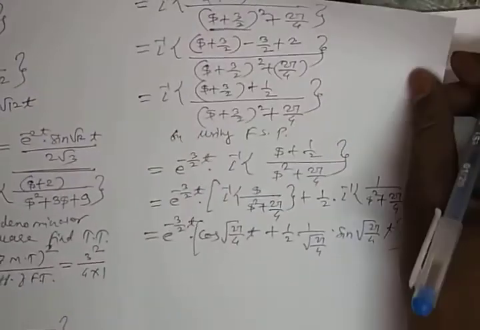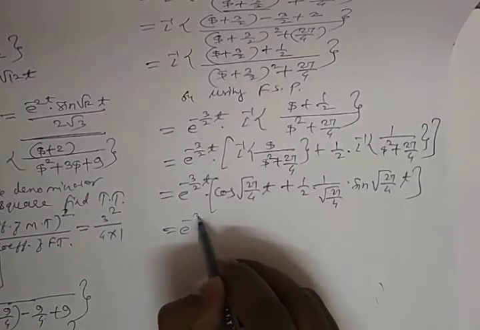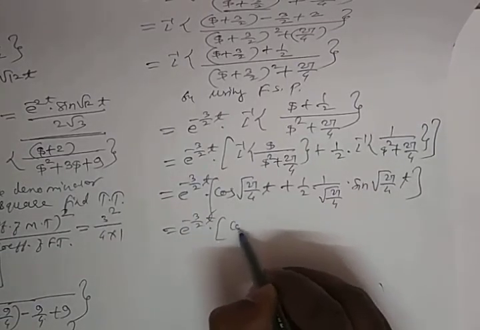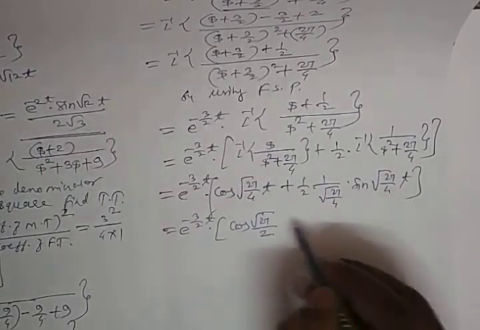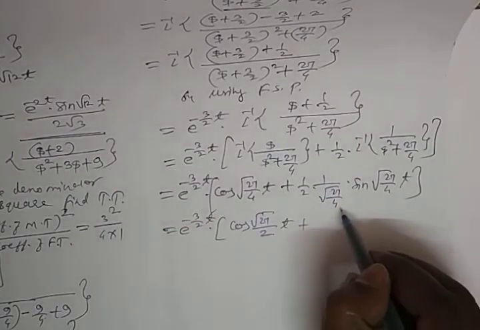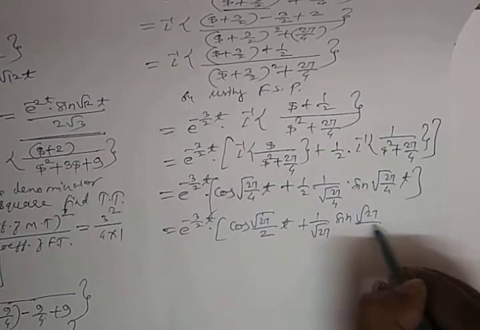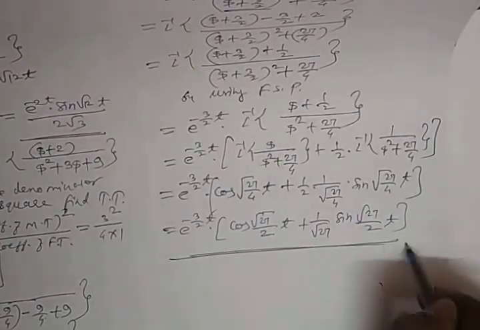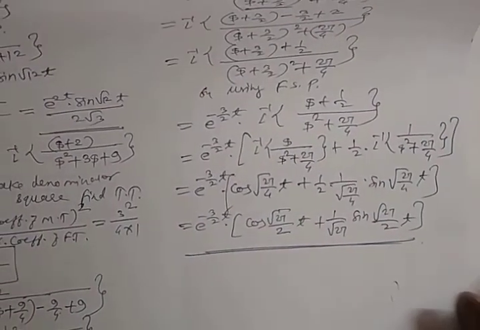Now if we further simplify this, it can be written as e raised to minus 3 by 2 t in bracket cos of root 27 divided by 2, because this 4 can be taken outside, plus, this is 2 and this 2 gets cancelled, and here we get 27 sine of root 27 divided by 2 t. This is the final answer. Okay, so in this way we can solve such type of examples. I hope you got it.